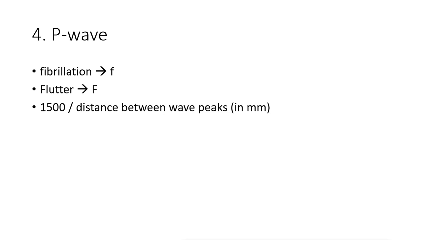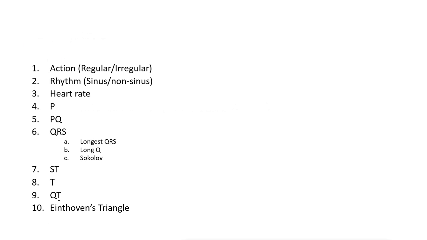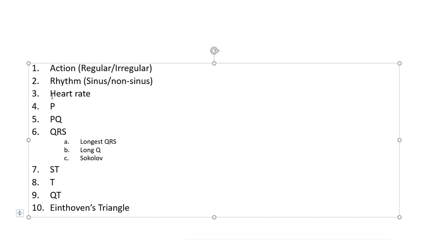Anyways, onwards. Again, in point 4, we're going back to the same list of 10 points: 1, 2, 3, 4, 5, 6, 7, 8, 9, 10. Here we describe action: is it regular or irregular, and are there extrasystoles. Rhythm: is it sinus or non-sinus. Heart rate, we describe it. P wave: is it actually a P wave, and if it is, its width and height. You should know the physiological limitations of it. Or if it's flutter or fibrillation, we have to mention the frequency of the flutter or fibrillation. Then PQ, we don't mention PQ in the case of flutter or fibrillation.